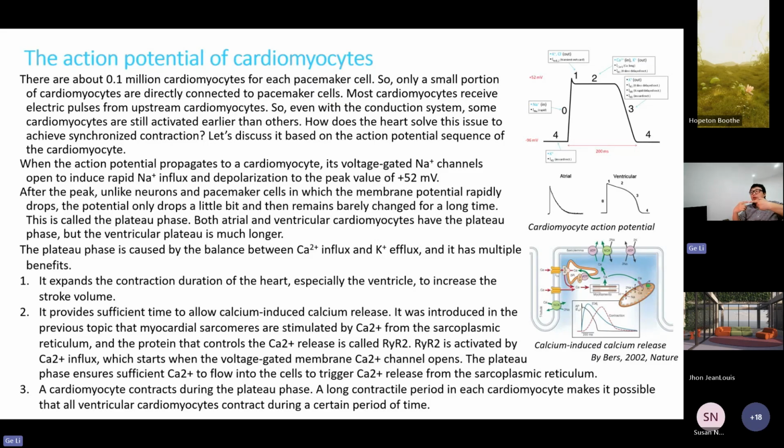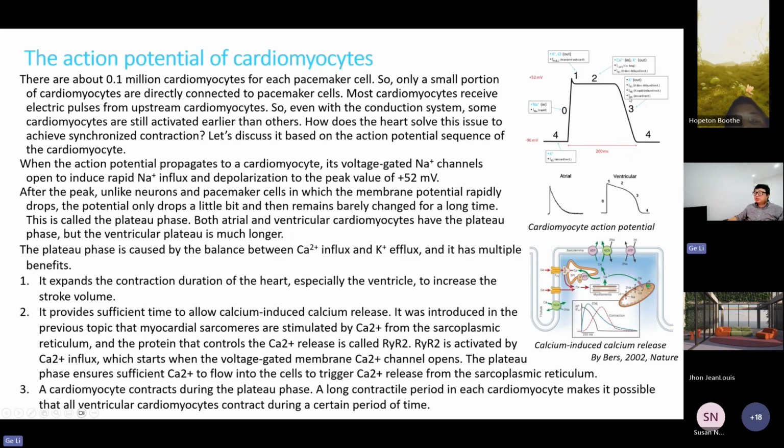Normally, there's only one cardiomyocyte connected to the pacemaker cells, and the rest are actually connected to the first cardiomyocytes. So inevitably, the first cardiomyocytes receive the signal first, and then there's still a tiny time interval difference between several sequential cardiomyocytes. How does the heart solve this issue?